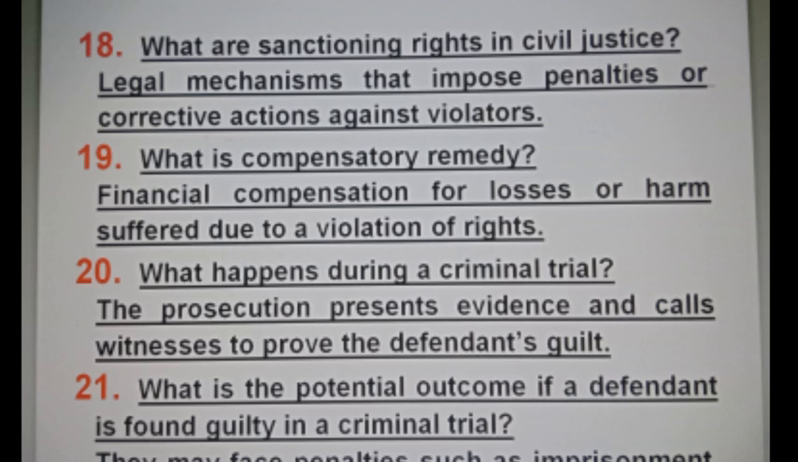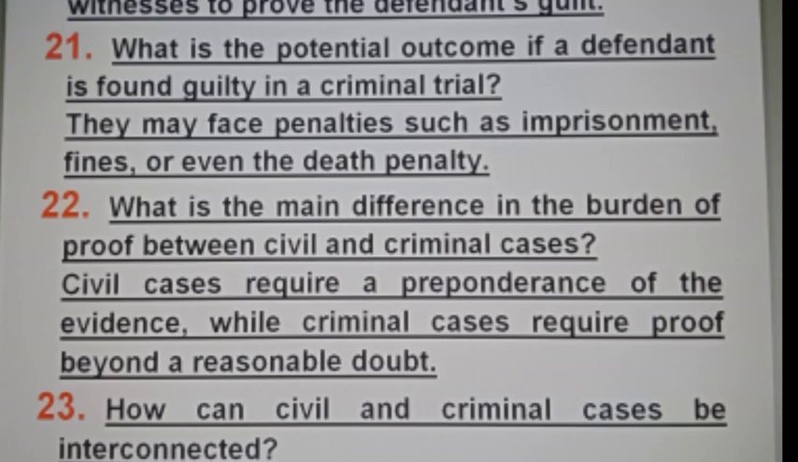What happens during a criminal trial? The prosecution presents evidence and calls witnesses to prove the defendant's guilt. What is the potential outcome if a defendant is found guilty in a criminal trial? They may face penalties such as imprisonment, fines, or even the death penalty.